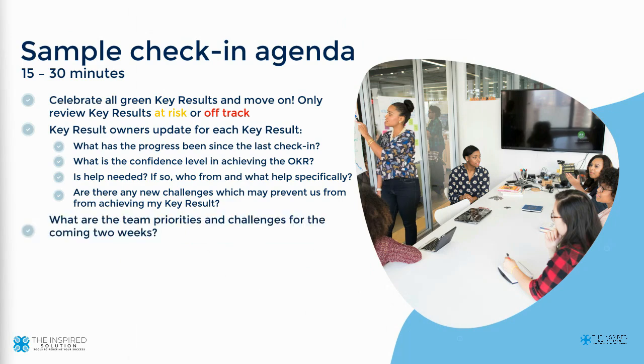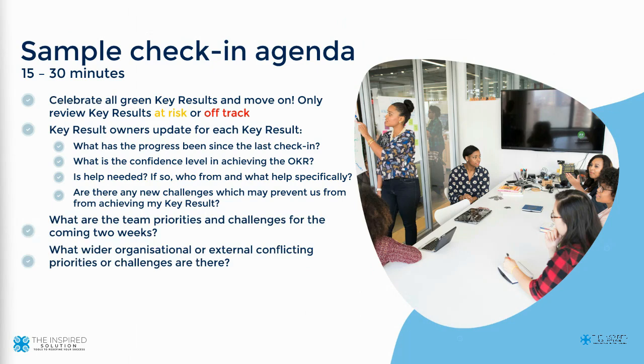Next, what are the team priorities and challenges for the coming weeks? So flag these up. Is anyone on vacation? Is anyone off sick? Do we need to shift priorities because somebody has flagged up that they need help with their initiatives?